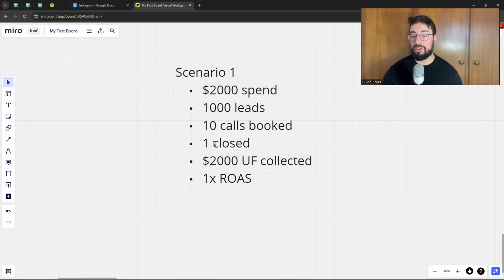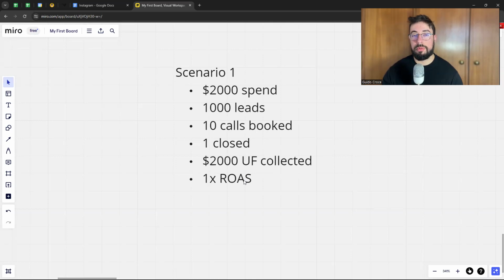From those 10 calls booked, you have a 10% closing rate. And on average, you collect 2,000 upfront, right? Even if your program is like 5K, you usually collect about 2,000 upfront. So that's what you collect from this ad spend. And so your ROAS is 1x. So basically, you break even.